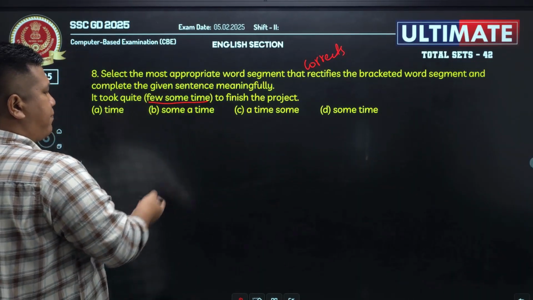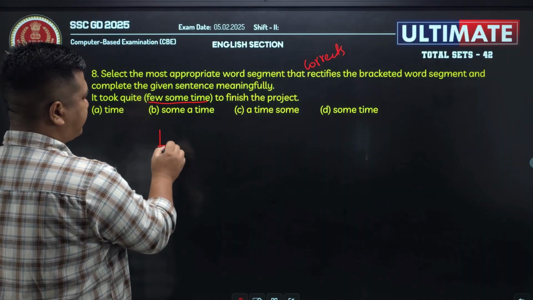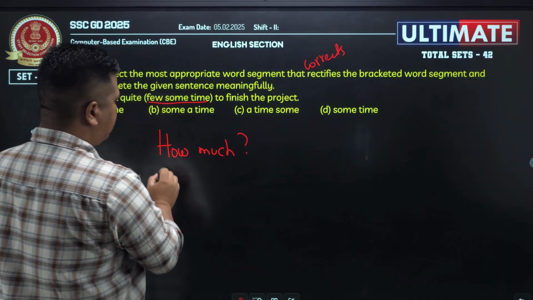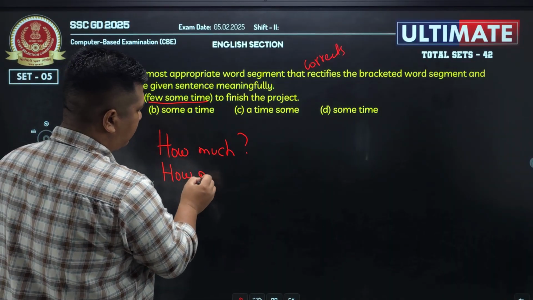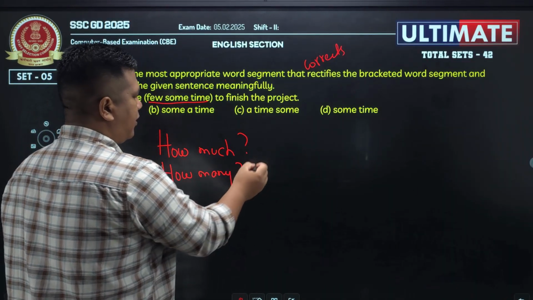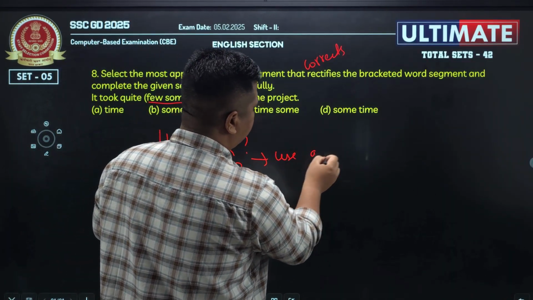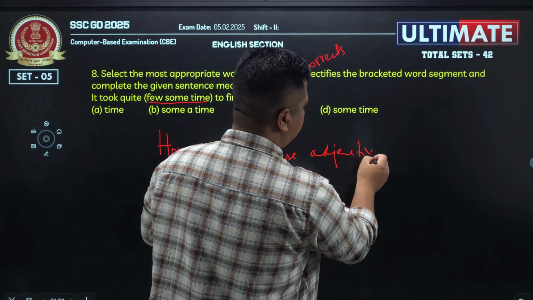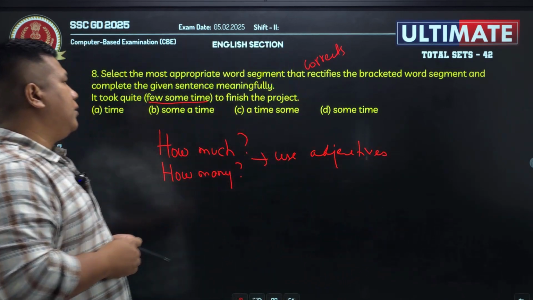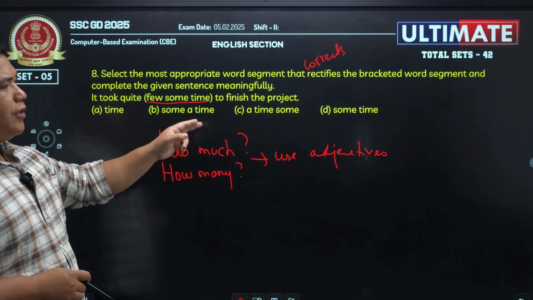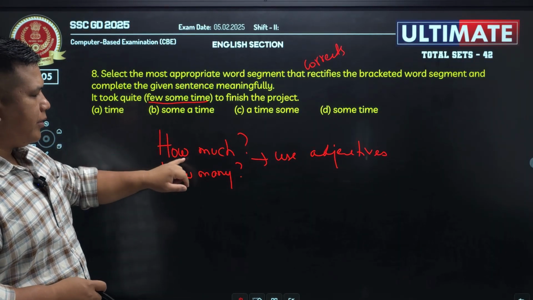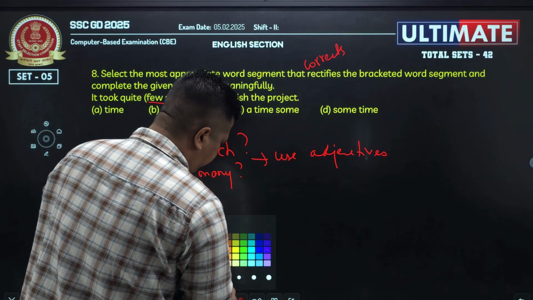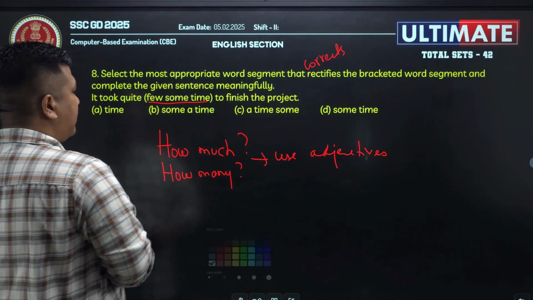So how much time did it take? How much? How many? So here the answer will be an adjective. Use adjectives for this kind of question. It took time to finish the project. How much time? It will be an adjective. So here we will use an adjective of number or quantity.